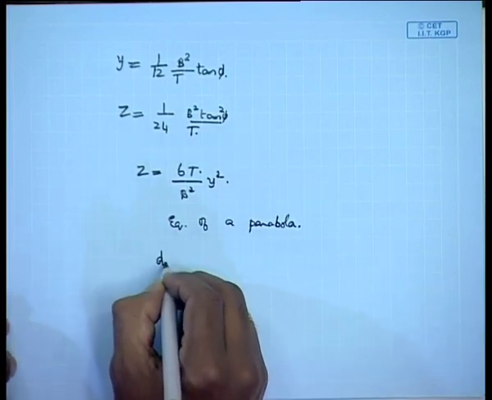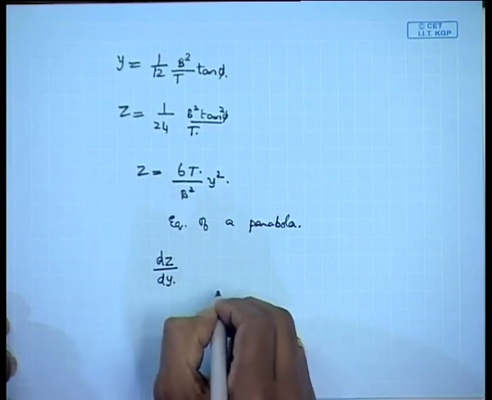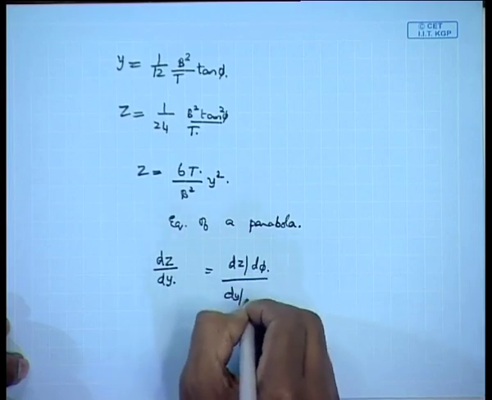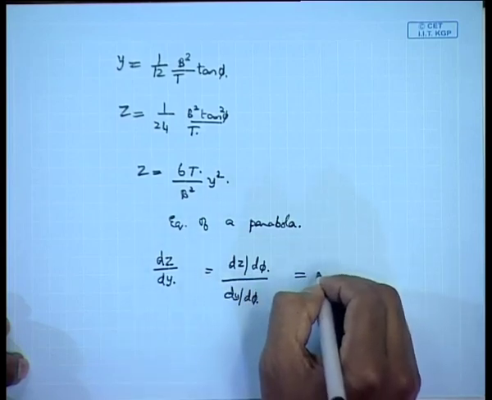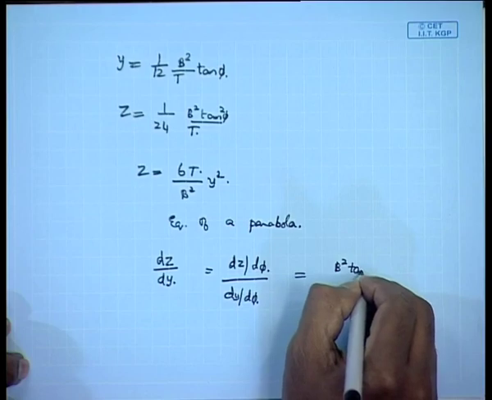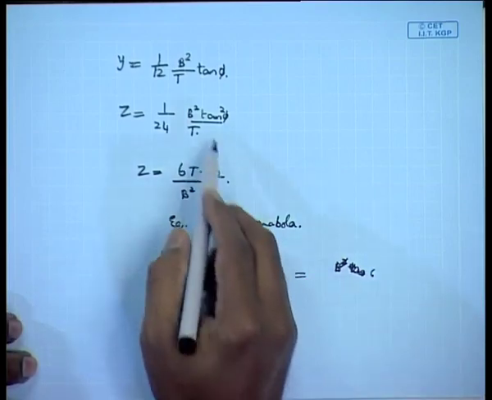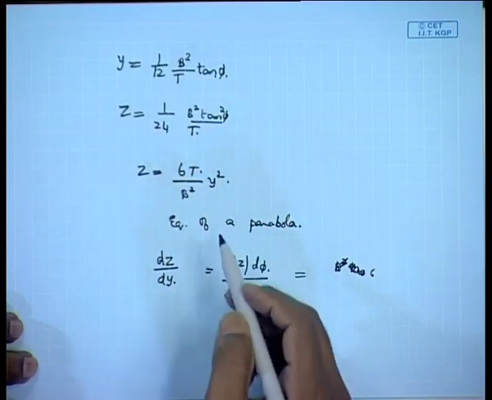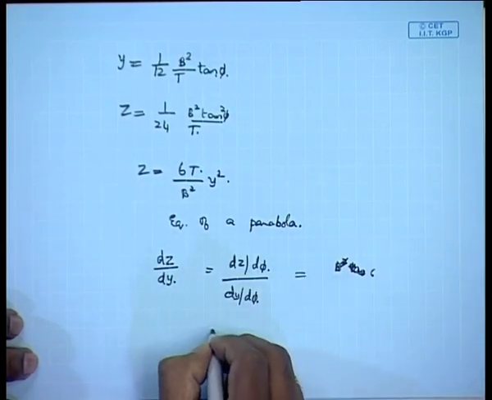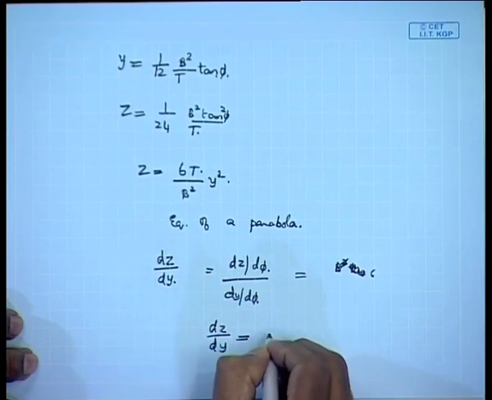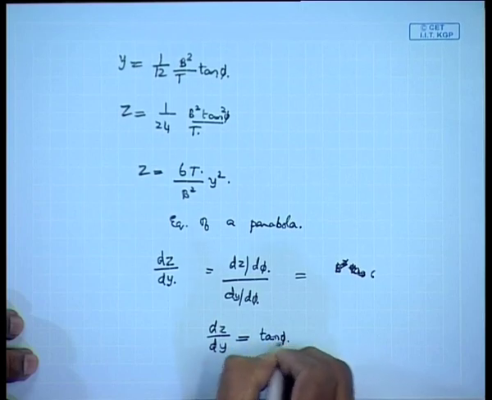Now, to get the slope of the equation, we need to get dz by dy. This is equal to dz by d phi divided by dy by d phi. That is equal to dz by d phi is equal to b square tan phi. Tan phi is cot square phi. So, just differentiate this and differentiate this with respect to phi. Like that you differentiate and you will get dz by dy is equal to tan phi. It just becomes equal to tan phi.